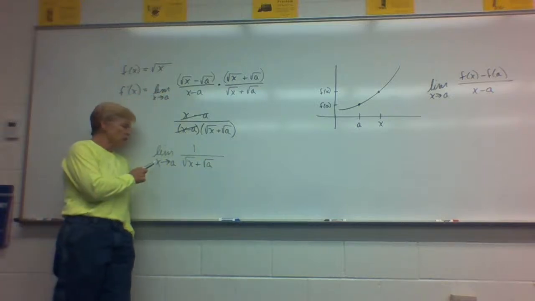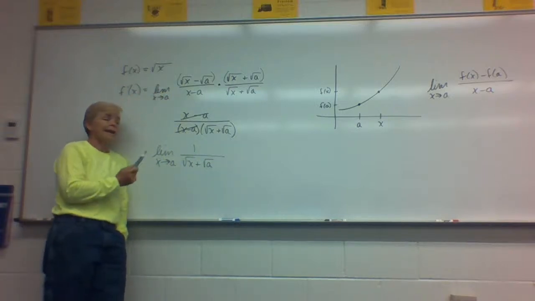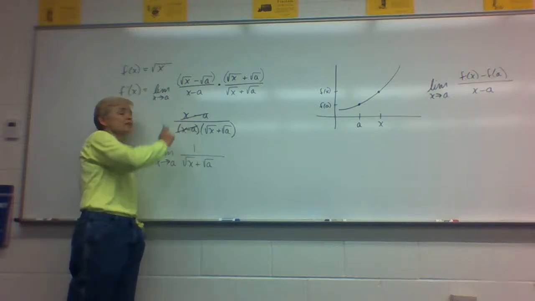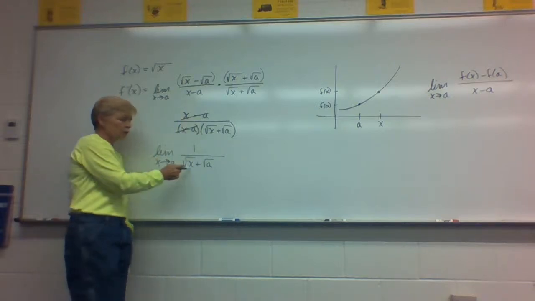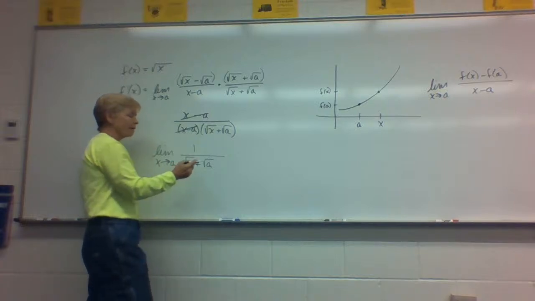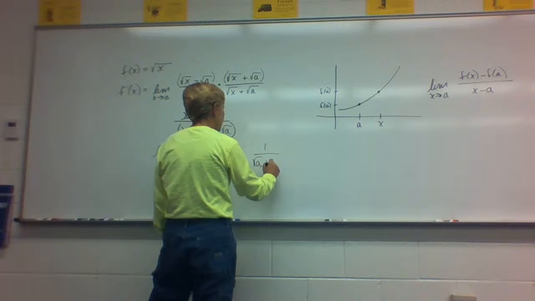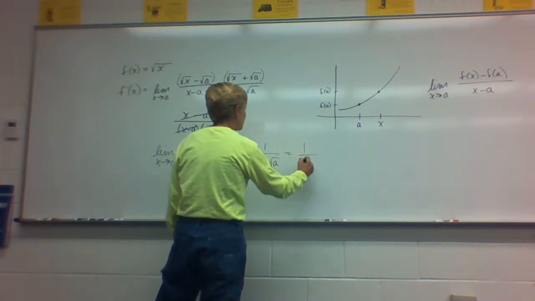Is it okay to let x arrive at a now? It wasn't here. If x arrives at a, you've got a minus a, and that's 0. But could I do it here? Yeah. That would be 1 over root a plus root a, which is 1 over 2 root a.